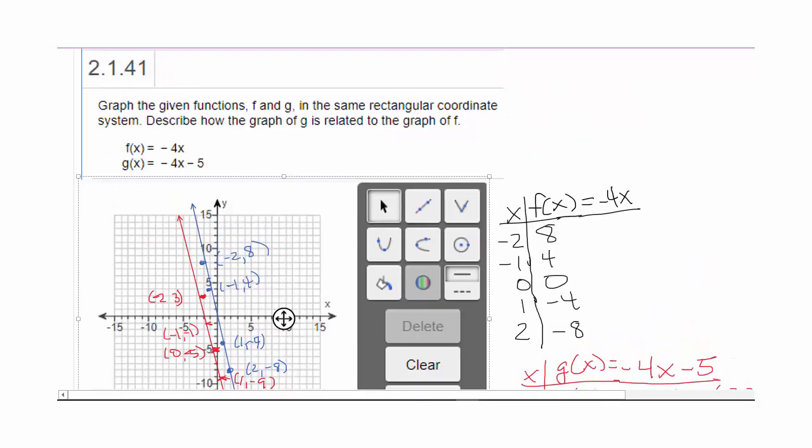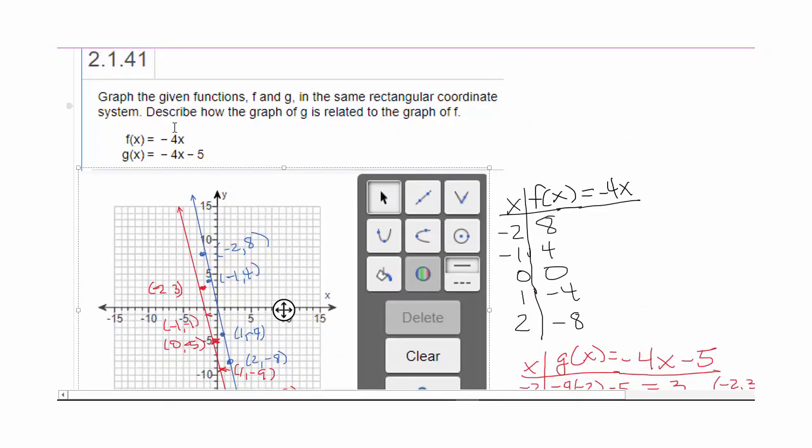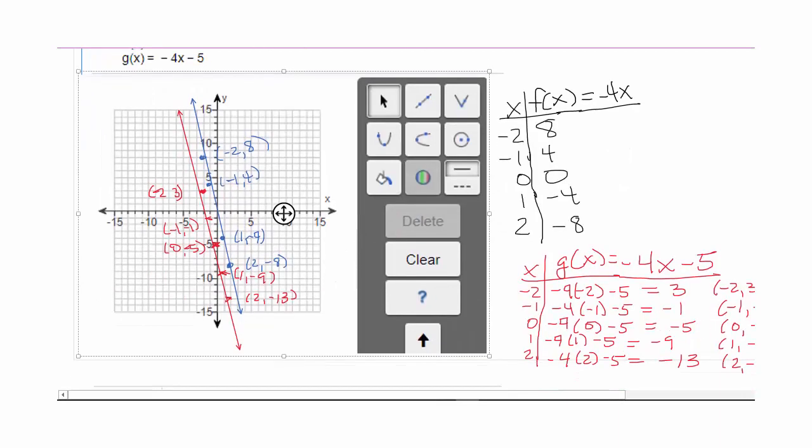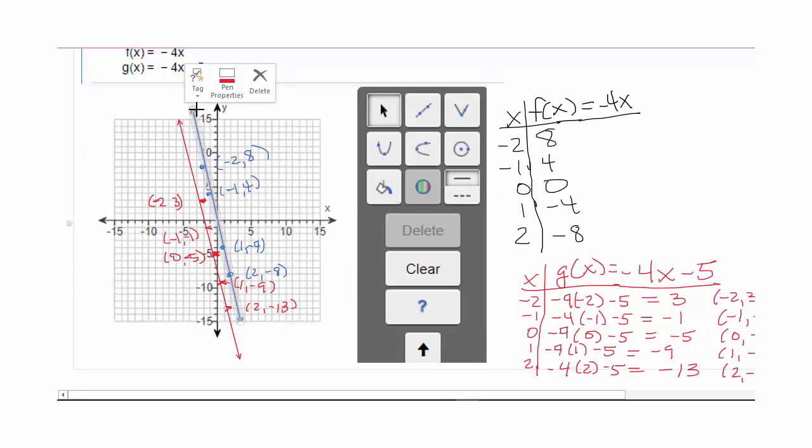Basically, though, we know from what we know about lines that these two are supposed to be parallel. So they're supposed to be going at the same slope. I'm just having trouble drawing it. Oh, there we go. That's better. Okay, so these two lines are parallel. One of them is just lower than the other one. In fact, the red line is 5 units lower than the blue line.